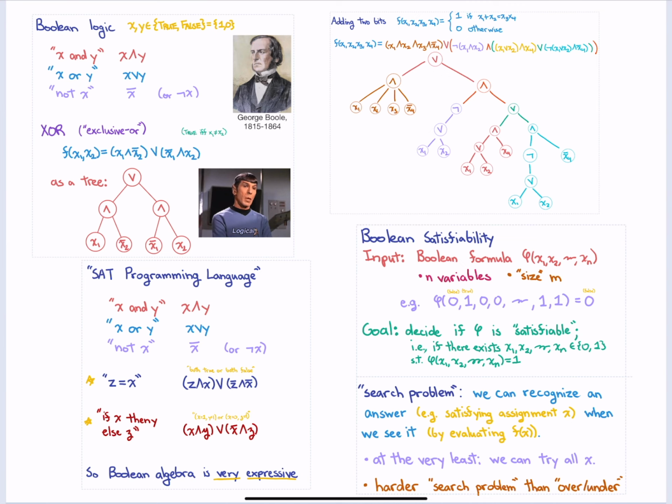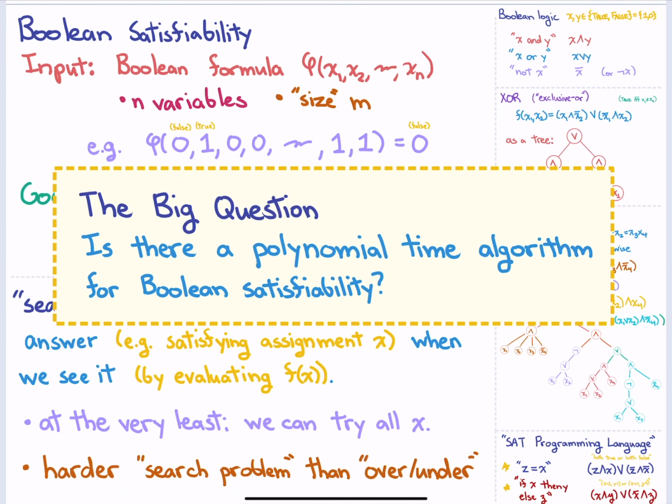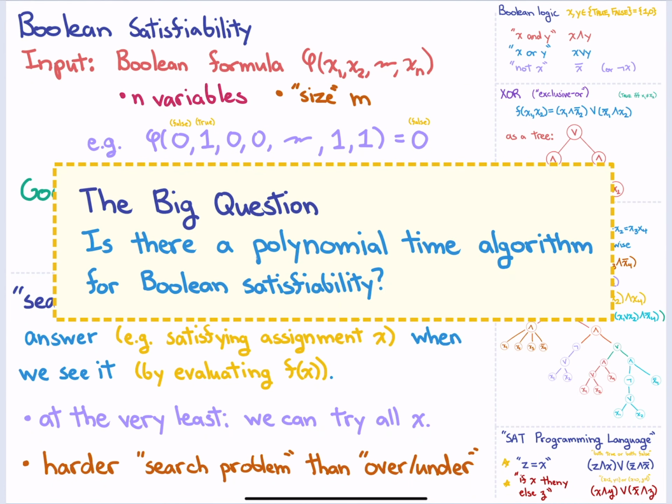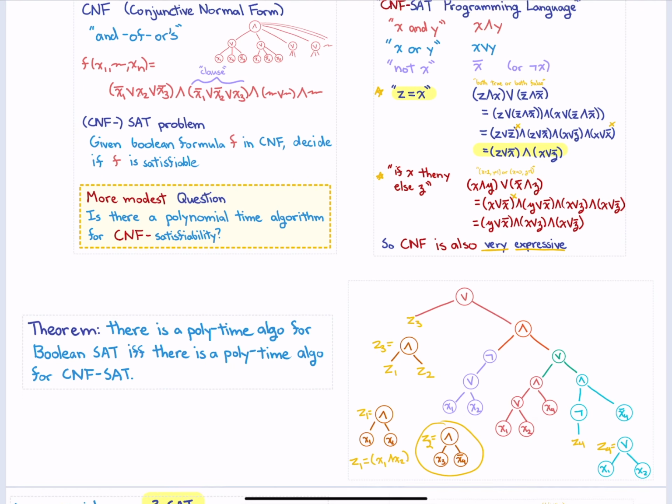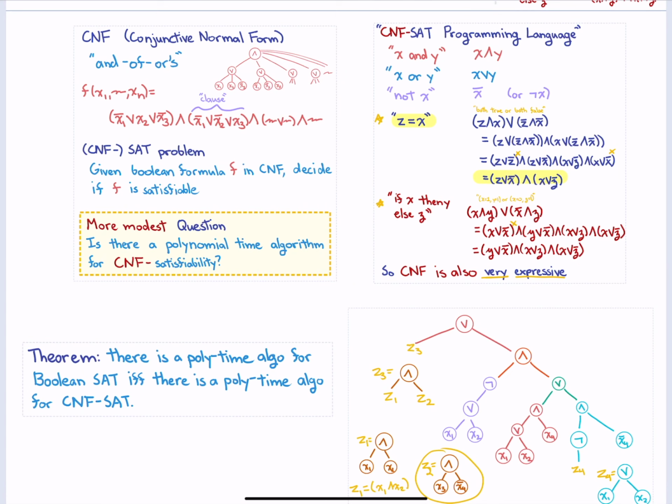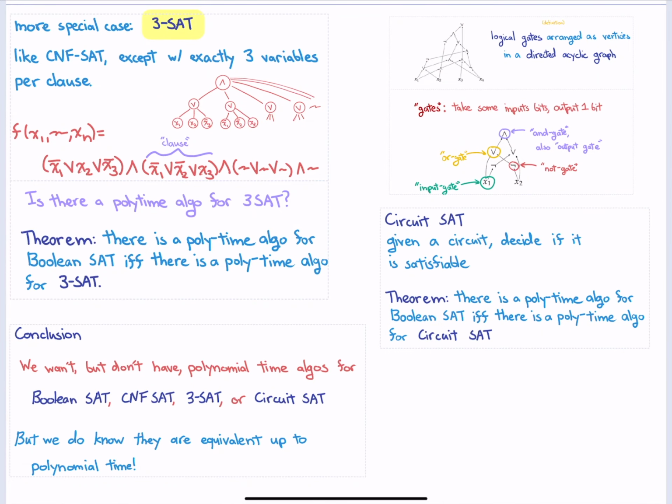Roughly, can you answer Boolean riddles in a way? And in general, this is hard. Is there a polynomial time algorithm for this problem, which otherwise seems very computational? Besides this problem, we looked at special cases, like CNF-SAT, where the formula is kind of nice and clean, an AND of ORs. We looked at 3-SAT. We looked at circuits.